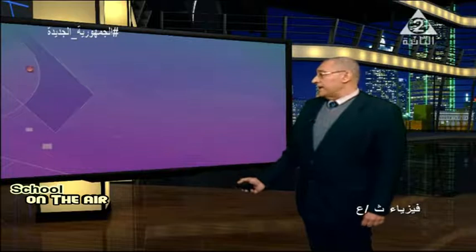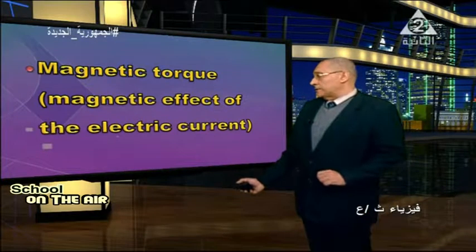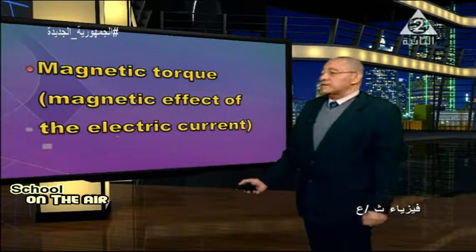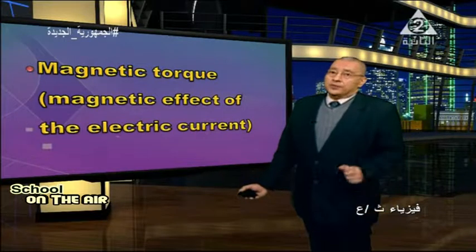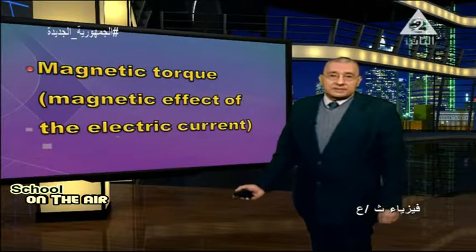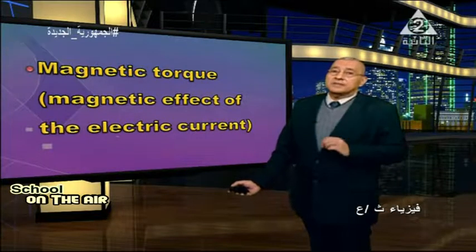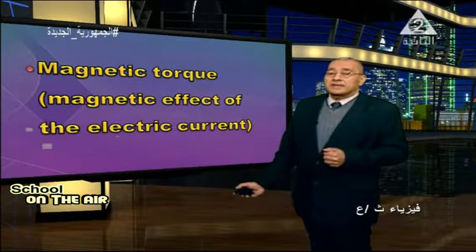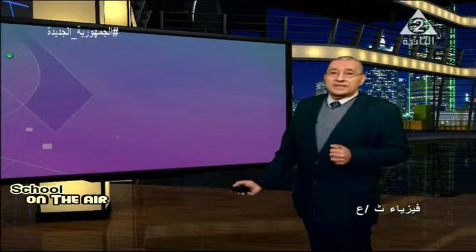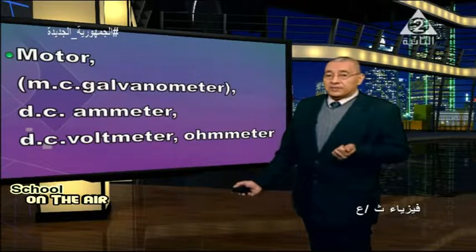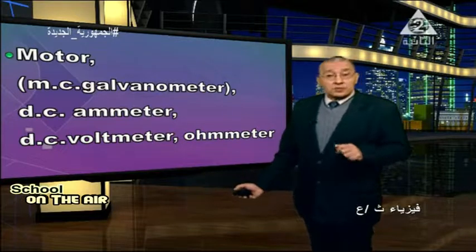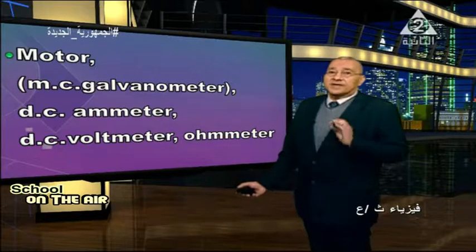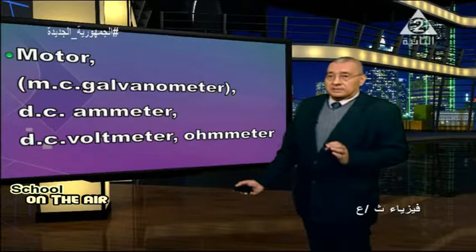Also, we want an application on magnetic torque, or application on magnetic effect of the electric current. You know, we've got a lot of devices whose function depends on magnetic torque, such as the moving coil galvanometer, the DC ammeter, the DC voltmeter, ohmmeter, and also the motor. They are all based on magnetic torque, or the magnetic effect of the electric current.